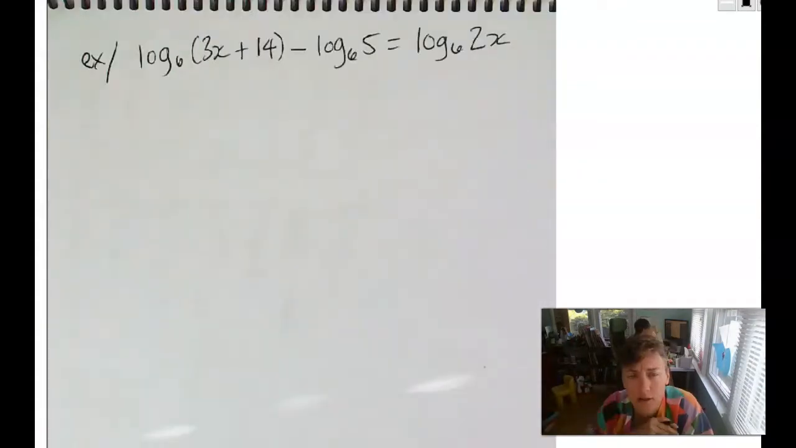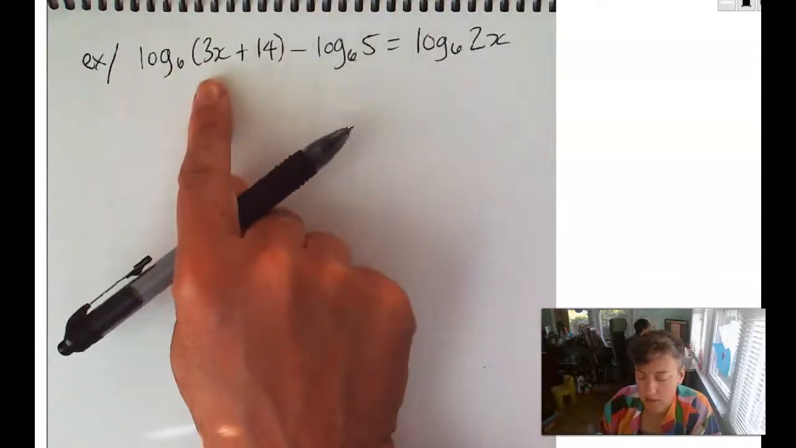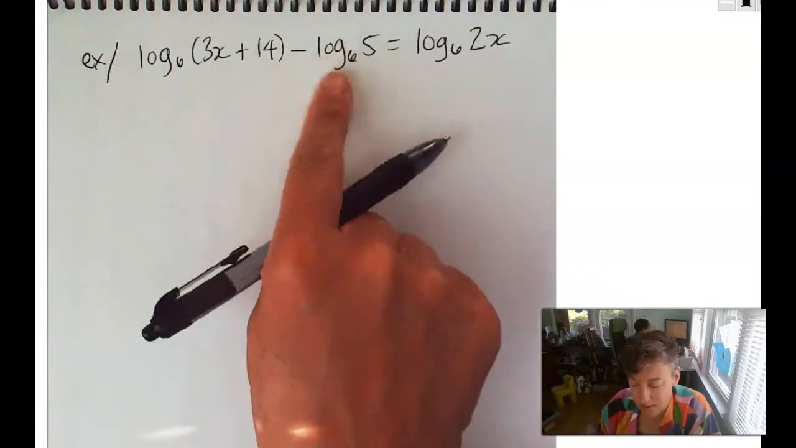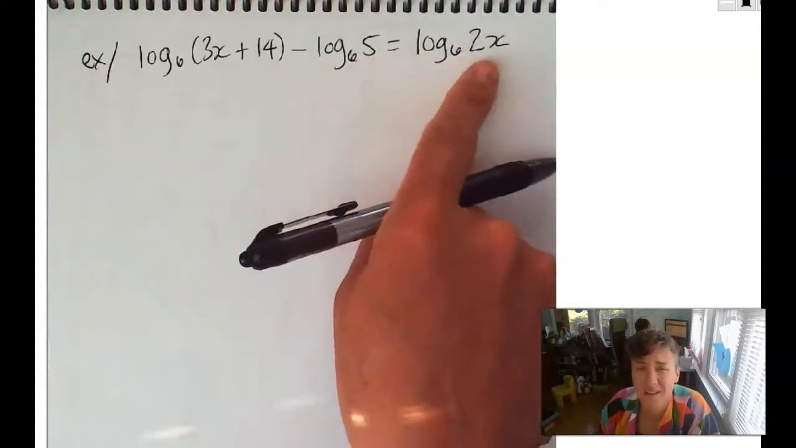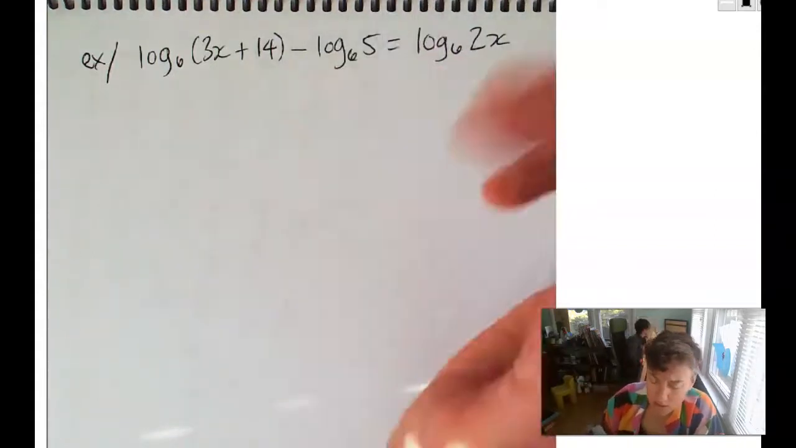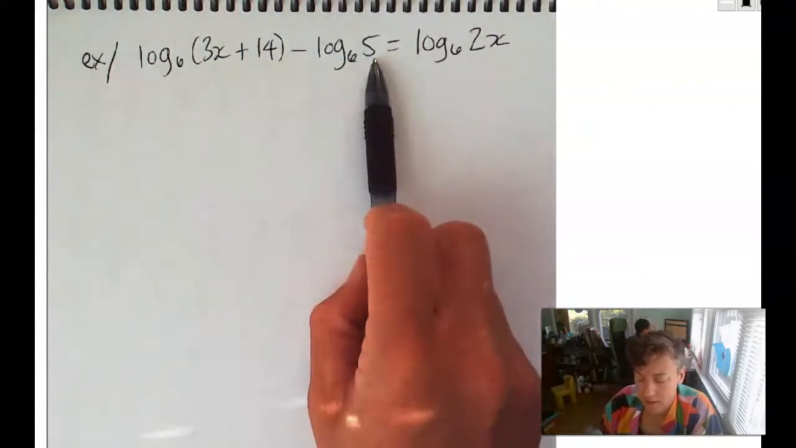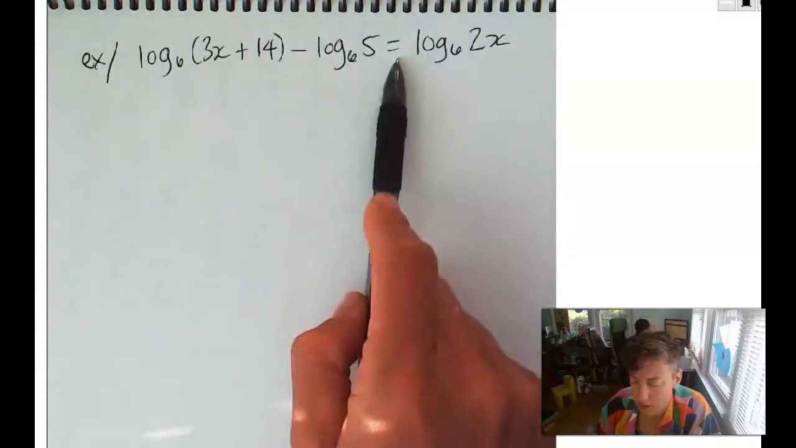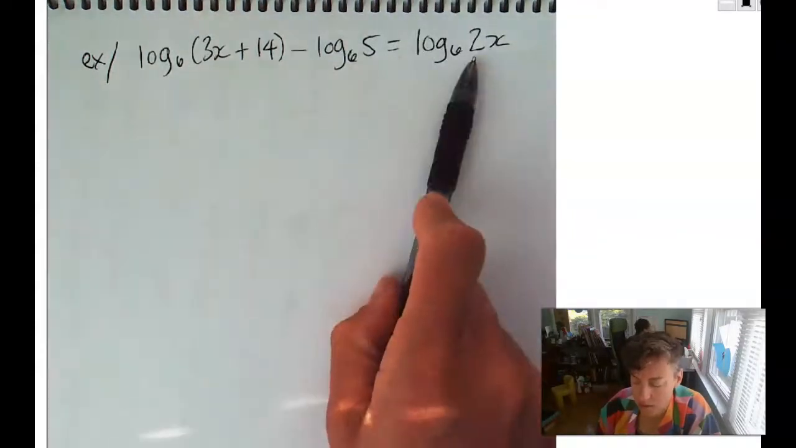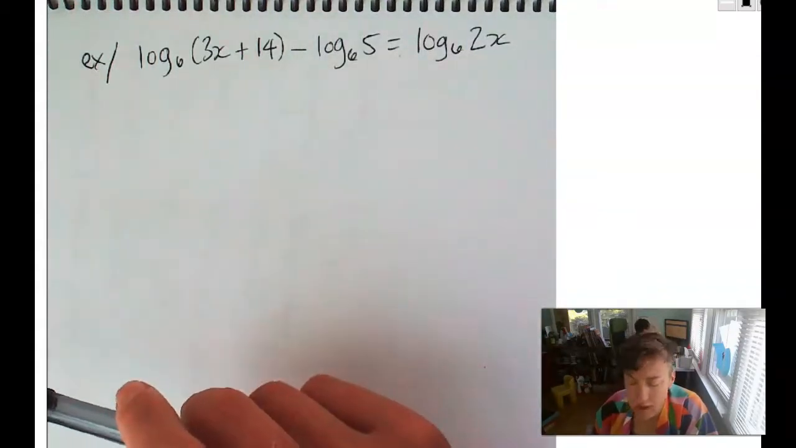All right, here's our next beautiful expression. We've got log base 6 of 3x plus 14 minus log base 6 of 5 equals log base 6 of 2x. So we're going to try to condense the left side of the equation. So it'll be log base 6 of something, which will equal log base 6 of 2x. So we'll set 2x equal to that something and solve for our variable x.